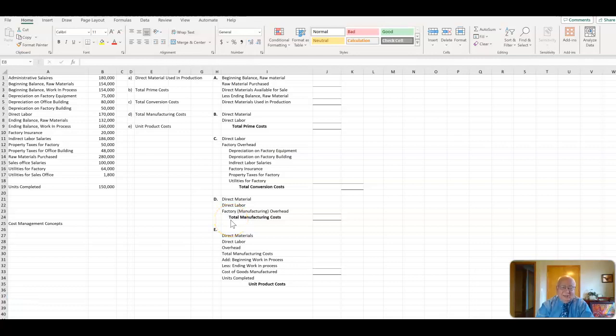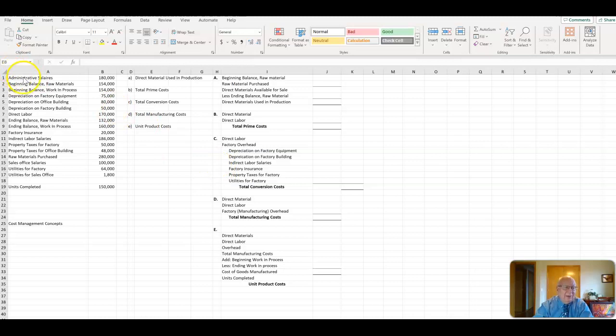Today we're going to cover the basic concepts in cost management, and we're going to be covering direct materials used in production, how to calculate that, real simple one, prime costs and what those are made up of, conversion costs and how to calculate it, total manufacturing costs, and then finally the unit cost, which gives us the cost of goods manufactured, and then we'll get the unit cost for that product. So with that, we will get started.